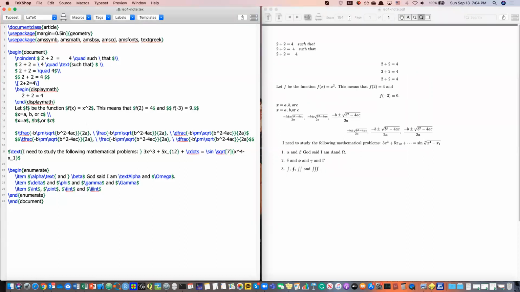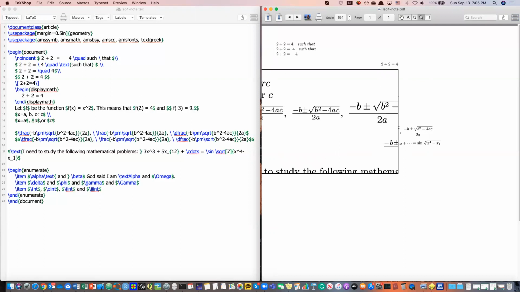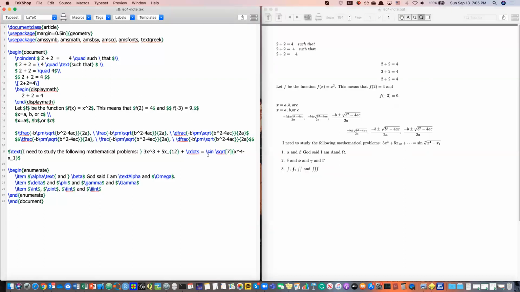This is a fraction. frac is the command for typing a fraction. In the first curly bracket we write the numerator, and in the second curly bracket we write the denominator. Look at the middle one: the numerator is minus b plus or minus square root of b squared minus 4ac. We type minus b, then the command for plus or minus is backslash pm. Then square root is sqrt, with an open curly bracket, b squared minus 4ac, and close bracket. Then close the bracket for the numerator in the frac syntax, and the denominator is 2a.